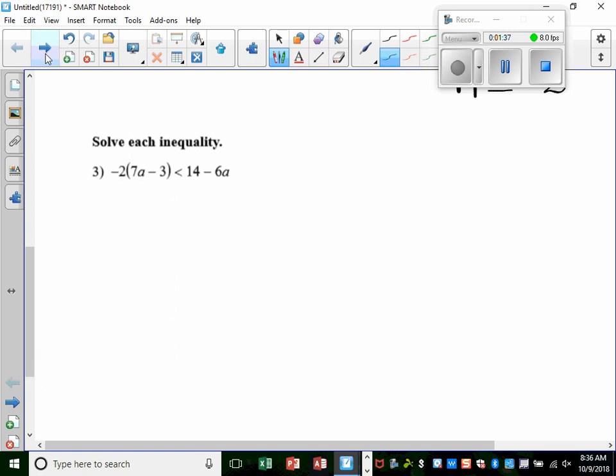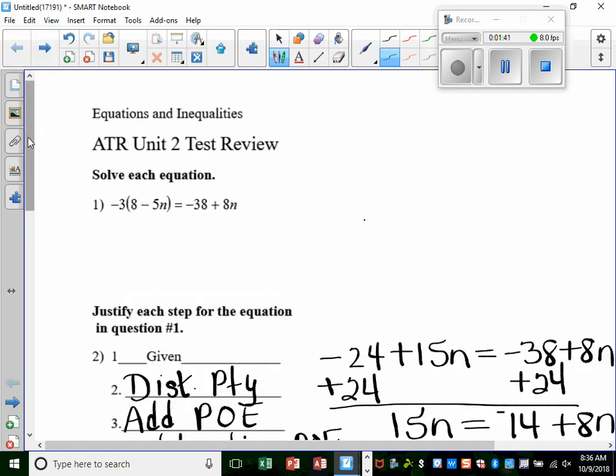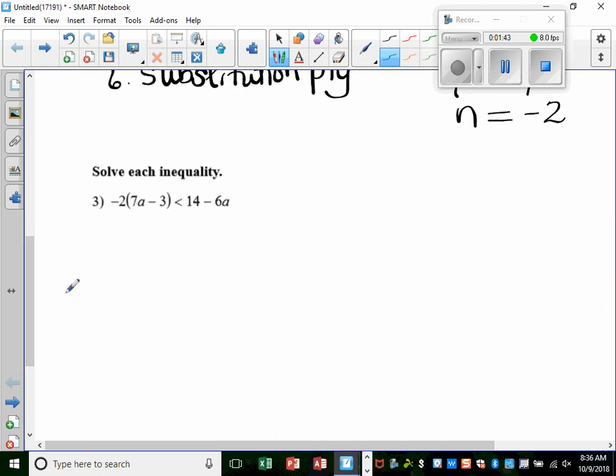So question 3 and 4 was the same, where you had to solve the equation and then justify your steps. So I'm just going to do it all up here. Okay, so the first thing I'm going to do is distribute. So that's going to give me negative 14a. And you got to be very careful here. A negative times a negative is going to give you a plus 6. Okay, it's less than 14 minus 6a.